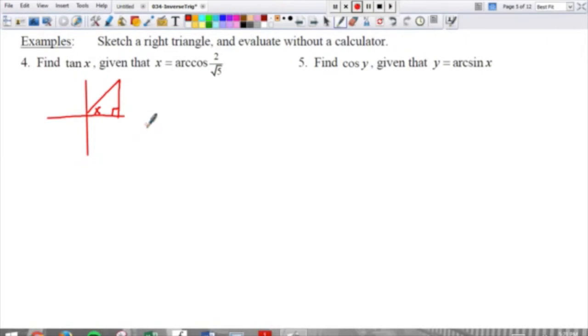Now why did I draw my triangle like this? Arc cosine. Then go back to cosine. Cosine is what over what? Adjacent over hypotenuse.